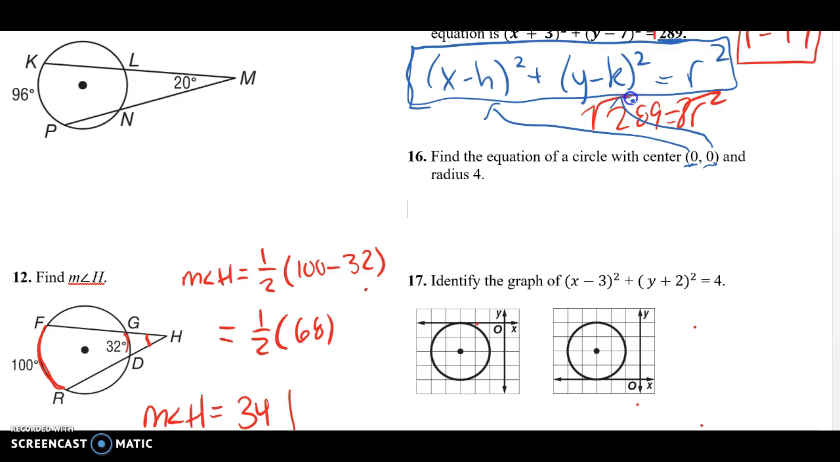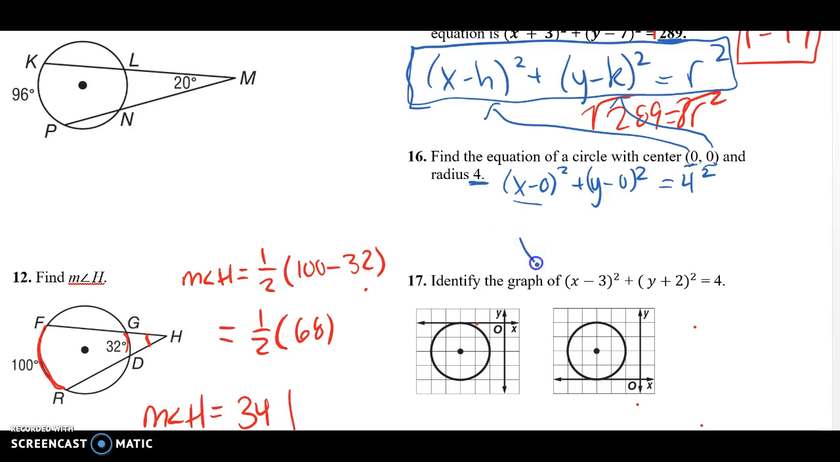And a lot of us at this point, we already know what this formula looks like. But if you don't, I'll still write it out. Right, so we got (x − 0)² + (y − 0)² = r². And we have a radius of 4, so our r is 4². Okay, and then all we got to do is simplify this guy, right?